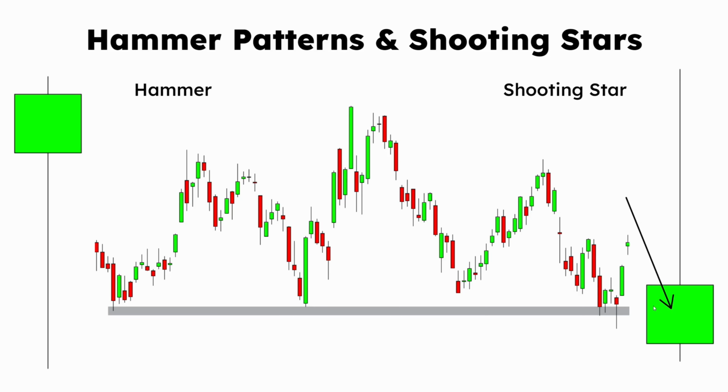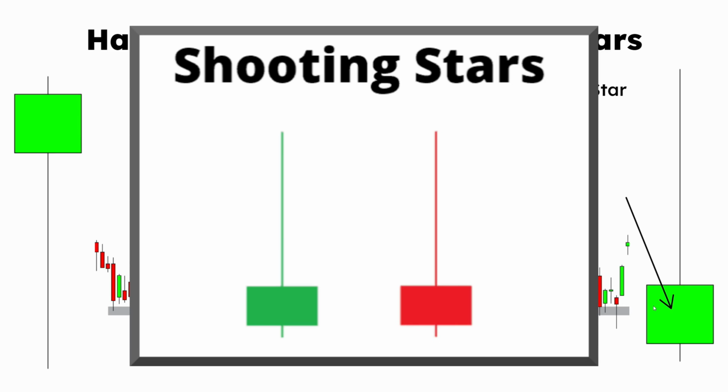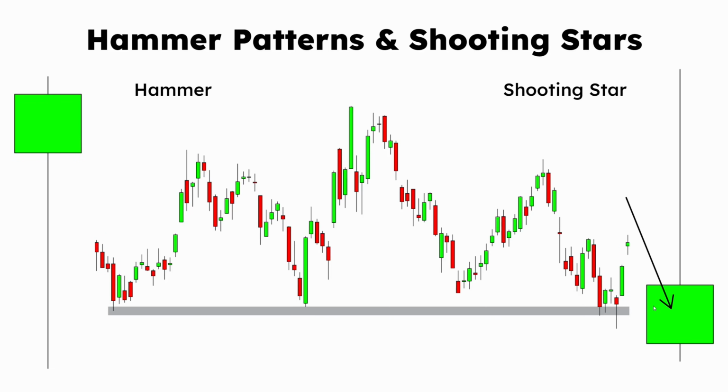The color of the body can be either green or red. Both of these colors create valid shooting stars. One could argue that a red color is a tiny bit more bearish, but it isn't super important. Because this is the opposite of the hammer, the shooting star is a bearish reversal pattern. So before the shooting star appears, we want to see an uptrend. Then we see the shooting star right here, and the goal of the shooting star is to reverse the price to the downside.